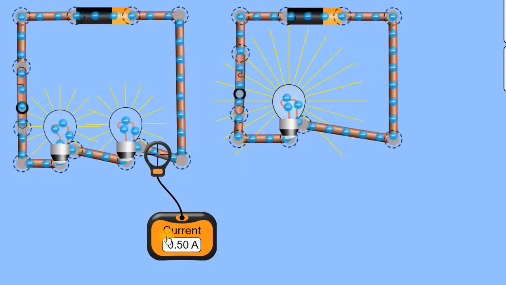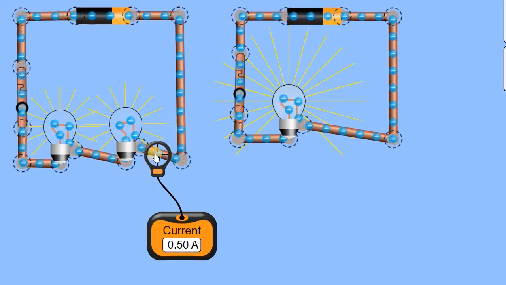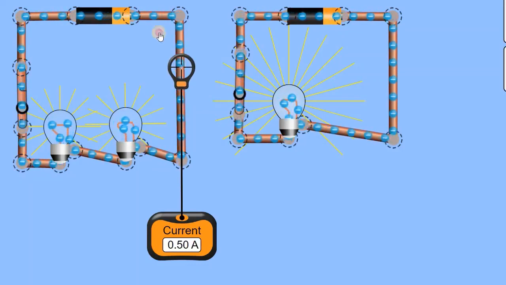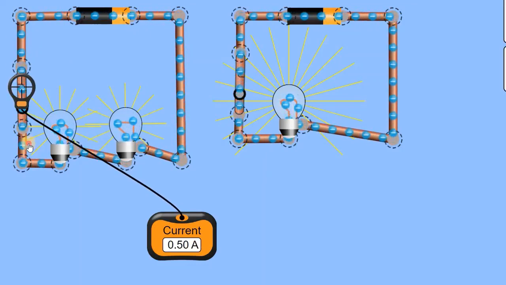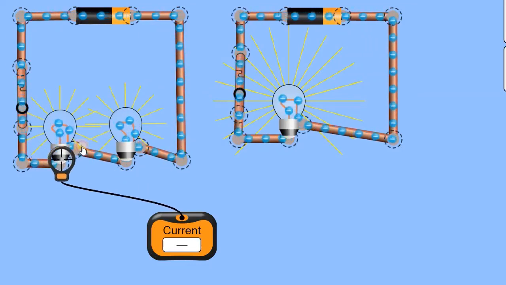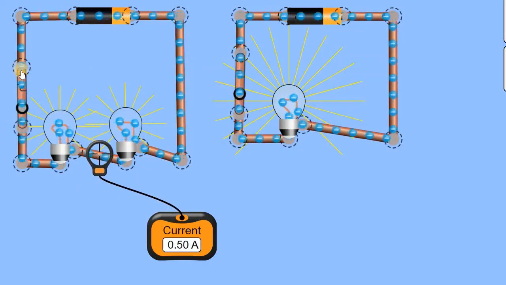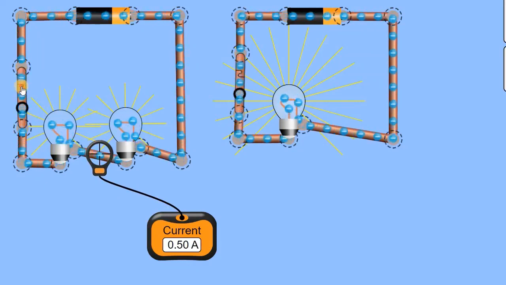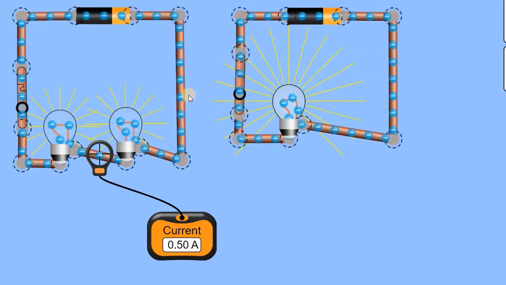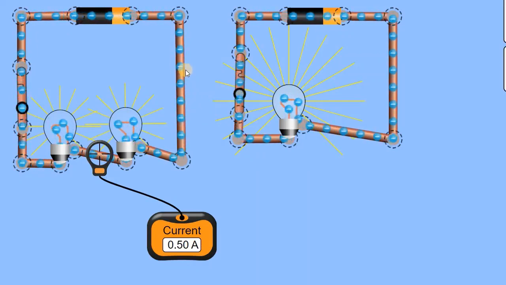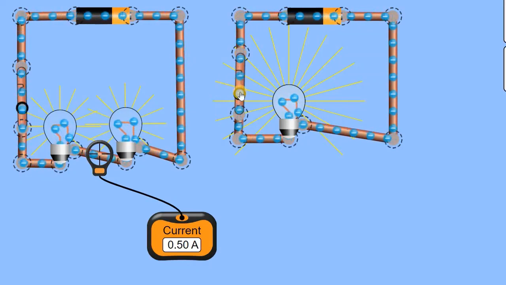Remember, before it was 1 ampere, now it's 0.5 ampere, so the current is traveling at a slower pace. It doesn't matter where you do your measurement, the ammeter reading is 0.5 ampere throughout the whole circuit. Even here in between the two bulbs, it's 0.5 ampere. And when you look at the current strength, the rate at which the current is moving, look at these little circles and compare them with these little circles, how fast they are moving. It's a lot slower than these.